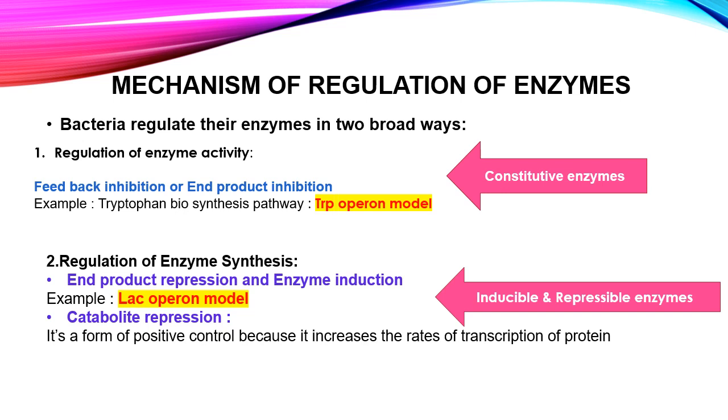Now comes the new category in this. It is catabolite repression. It is a form of positive control because it increases the rate of transcription of protein. As of now, you understand so much that it is a positive control because it is increasing the rate of transcription of a protein. We will deal with all these topics in detail ahead in the class. Okay? Get familiar with these words and the classification of these.